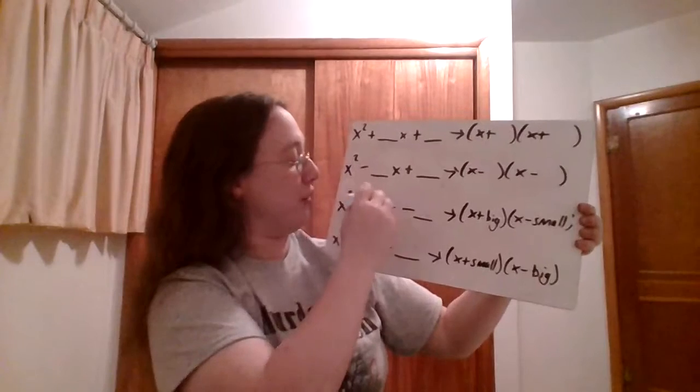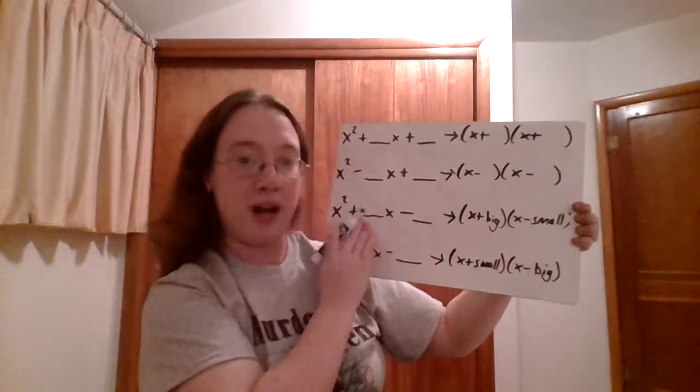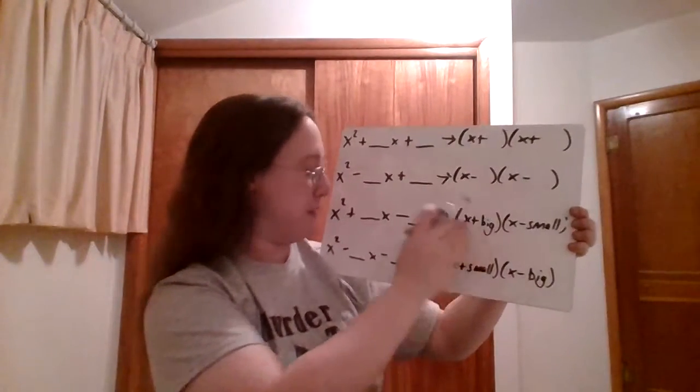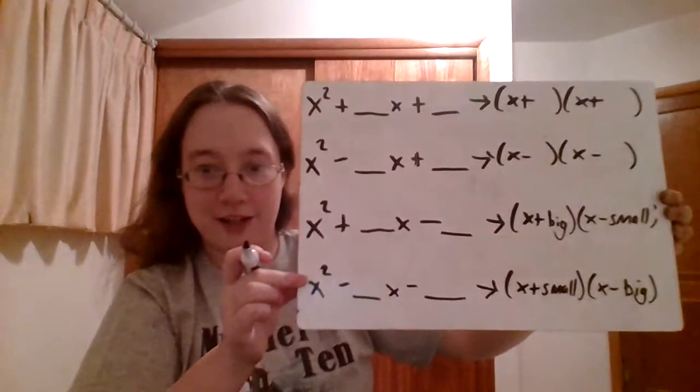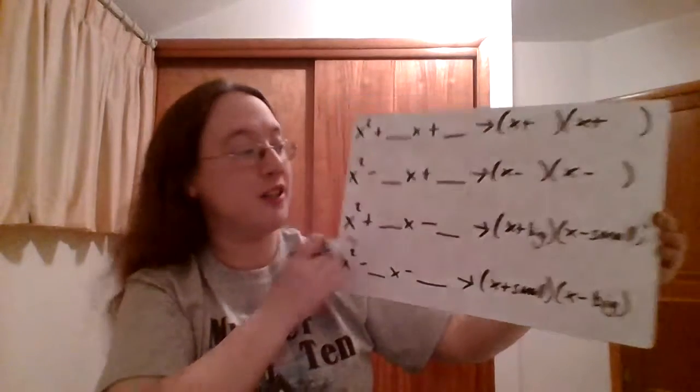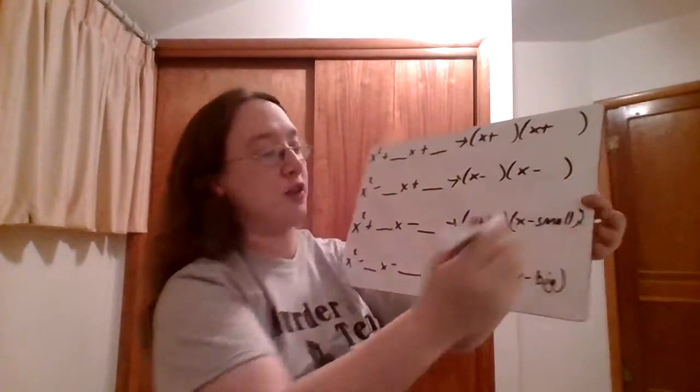This middle term just tells us which one's bigger. So if we have a positive number here, our positive number needs to be bigger. If we have a negative number, our negative number needs to be bigger. So I would take a second and jot that down before we go on. I'm going to assume you pause the video and jotted that down.